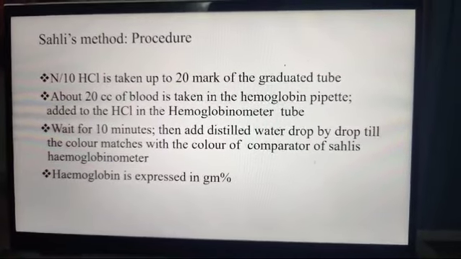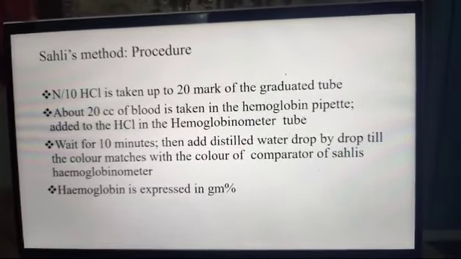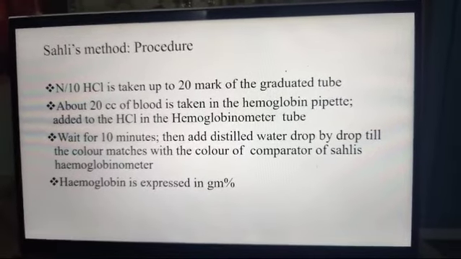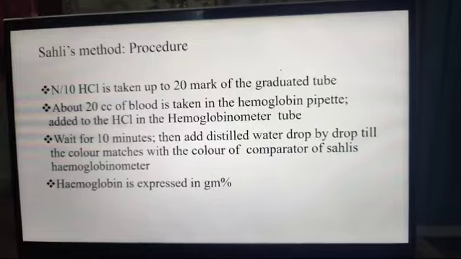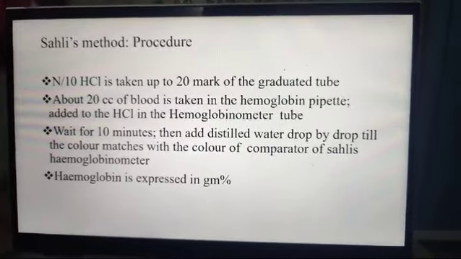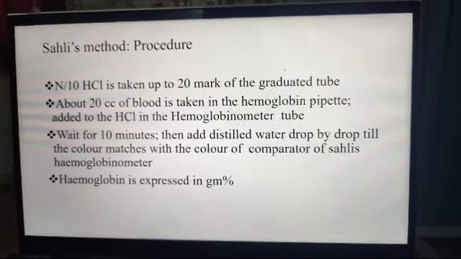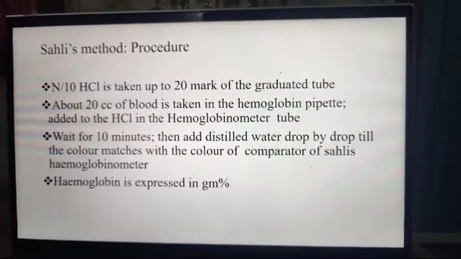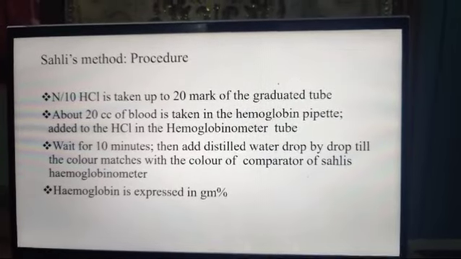Coming to the procedure, we have a graduated tube in the hemoglobinometer apparatus. N by 10 HCl is taken up to the 20 mark. We pipette 20 cc of blood into the hemoglobin pipette. Then we add the blood to the HCl. Then we wait for 10 minutes. This 10 minutes is for the formation of acid hematin. Then distilled water is added drop by drop till the color matches with the color of the comparator rods. The hemoglobin is expressed in grams per deciliter.